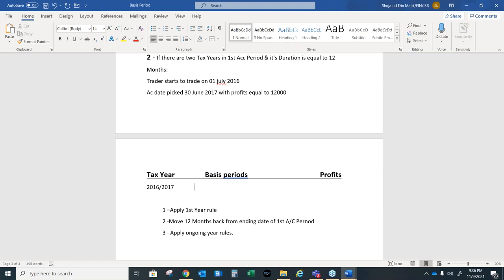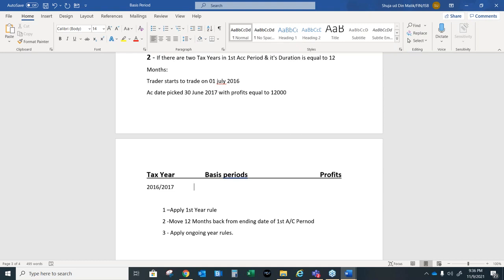In this case, it is very simple and very similar to the case we discussed. There are two tax years in this, right? If you could see, there are two tax years and the duration is exactly equal to 12 months, 1st July 16 to 30th June 17. In the previous case, it was two tax years, but the duration was more than 12 months. Now we have two tax years in the first accounting period, but its duration is equal to 12 months. In every case, the first year rule remains the same.